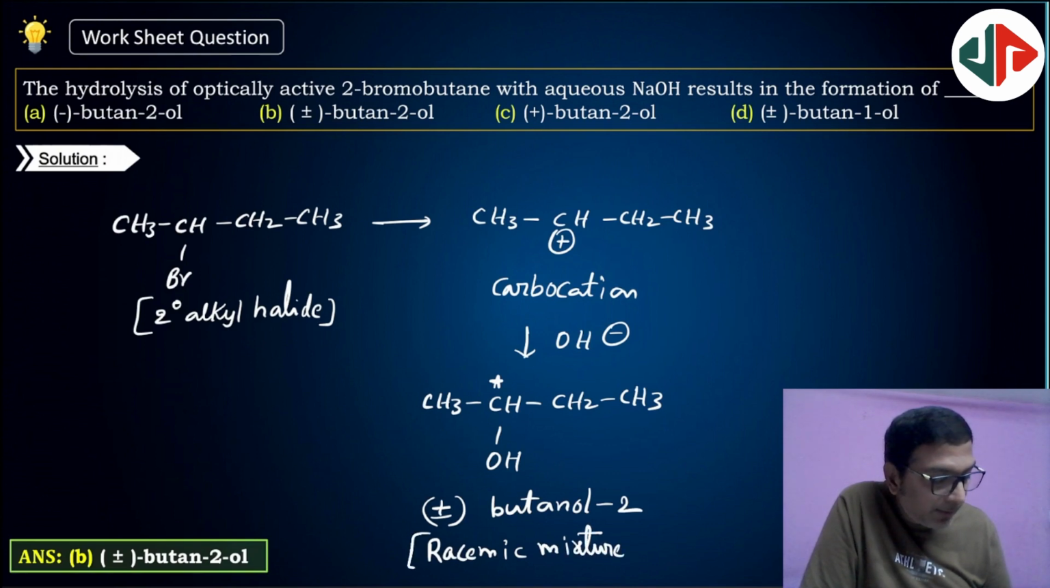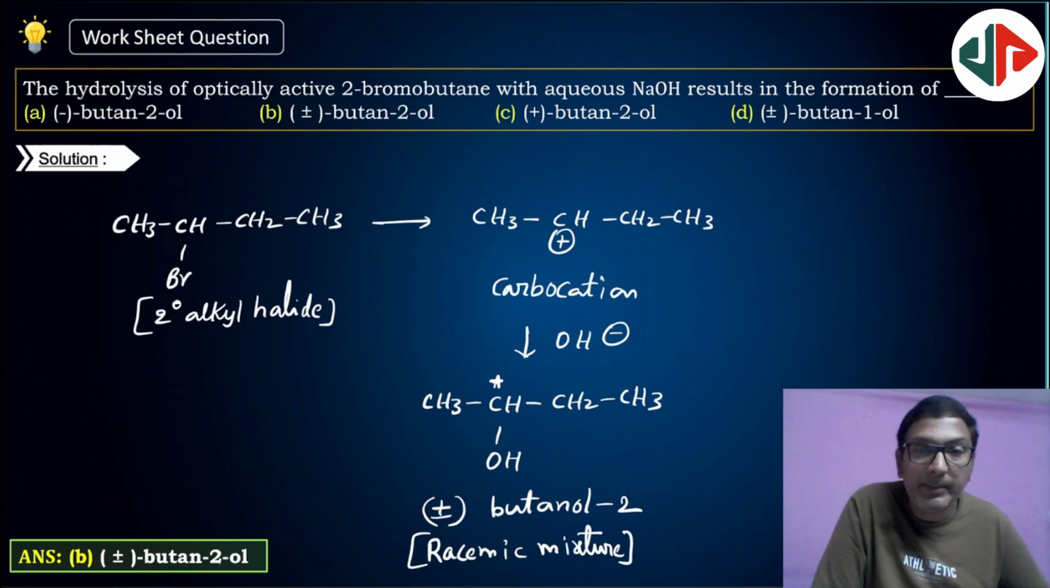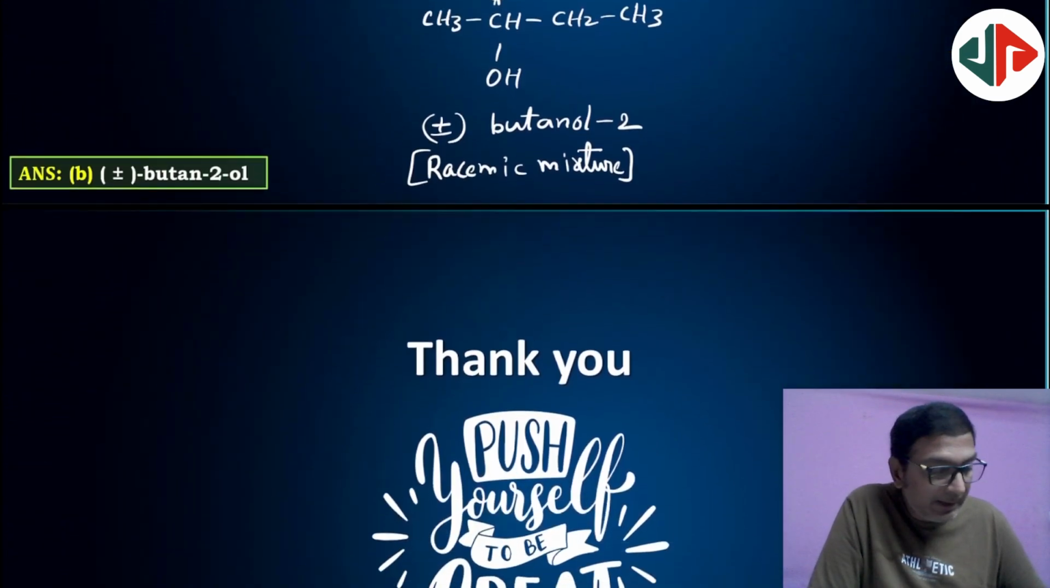Due to formation of the carbocation, OH minus can attack that carbocation from either side, that is above the plane or below the plane. Therefore it can form two isomers, plus and minus. A racemic mixture will be formed. Option B. So this is the end of the chapter.